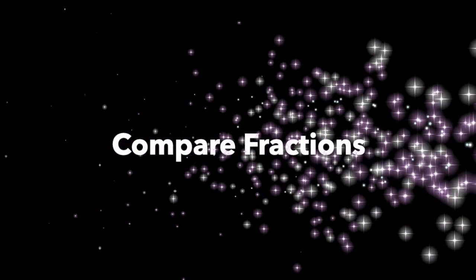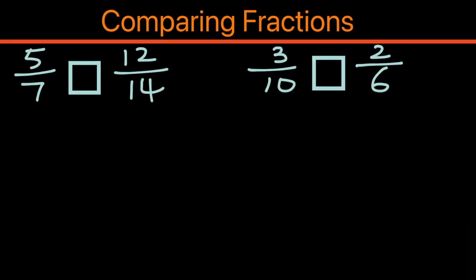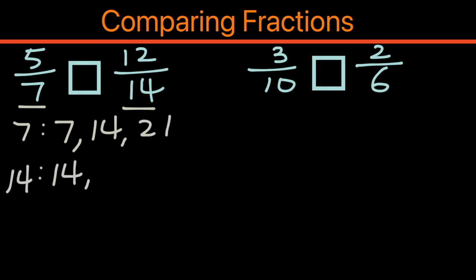In this video, I'll be going over how to compare fractions. In these examples, we can see that the denominators are different. So before we can compare them, we need to have a common denominator. So for the first example, we have 7 and 14. And we could list out the multiples for each to find the least common multiple. For 7, we take 7 times 1 is 7, 7 times 2 is 14, 7 times 3 is 21. For 14, we have 14, and then 14 times 2 is 28. You can see 14 is the least common multiple for both numbers.